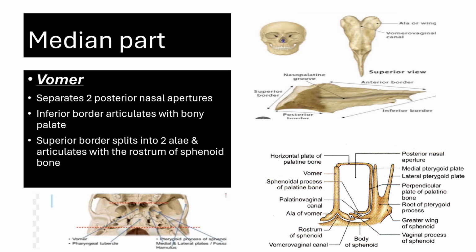So in the second diagram, exactly parallel to the writing part, we see it consists of four borders: anterior border, inferior border, posterior border and superior border. The inferior border articulates with the bony palate, and the next one is the superior border. The superior border splits into the two alae. We can see this in the diagram in the corner. When we see vomer from the superior border, it splits into two alae and articulates with the rostrum of the sphenoid.